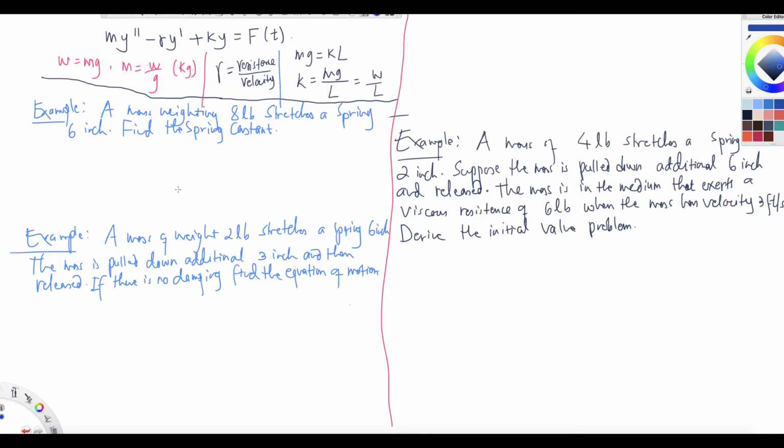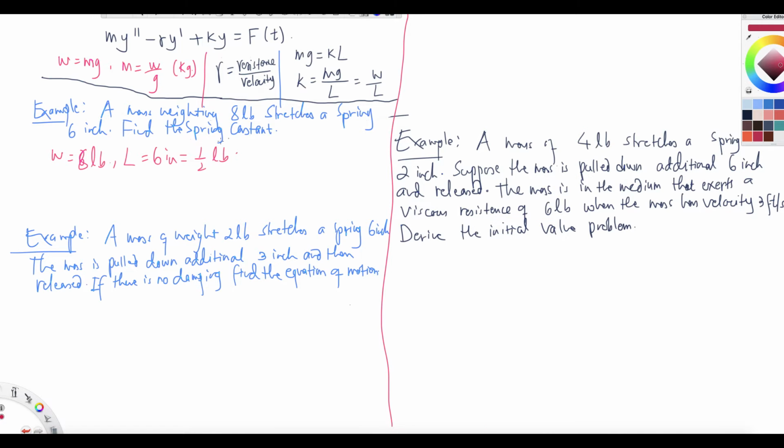Let us do the first example. It is an example from the book. It says a mass weighing 8 pounds stretches a spring 6 inches. So what is given there? The weight is given as 8 pounds, right? And it stretches the spring 6 inches, so L is 6 inches. That was the extension of the spring after you attach the object, right? 6 inches can be written as 1/2 feet, the same thing.